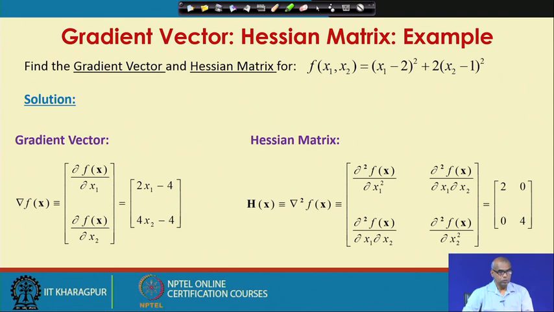So, to find the gradient vector, you have to take the first partial derivatives, and to find the Hessian matrix, you have to take all n cross n second partial derivatives.